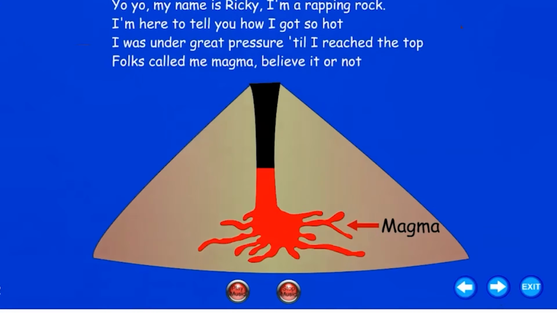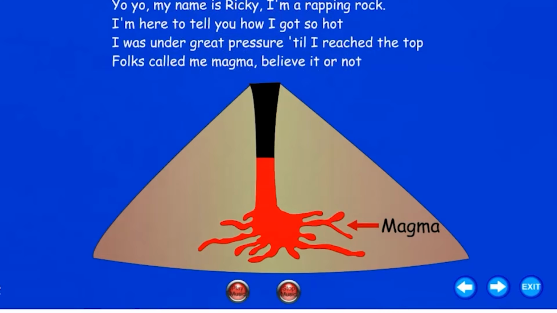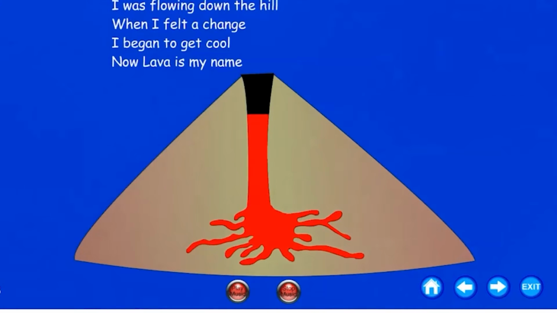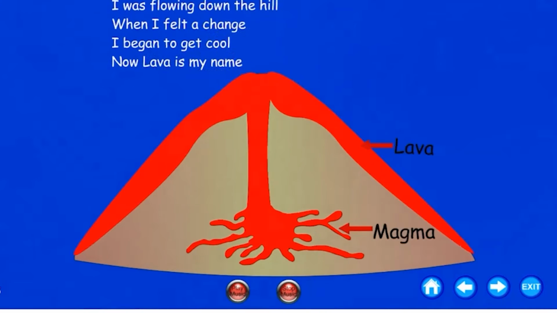Yo, my name is Ricky. I'm a rapping rock. I'm here to tell you how I got so hot. I was under great pressure till I reached the top. Folks call me magma, believe it or not. I was flowing down the hill when I felt a change. I began to get cool. Now lava is my name.